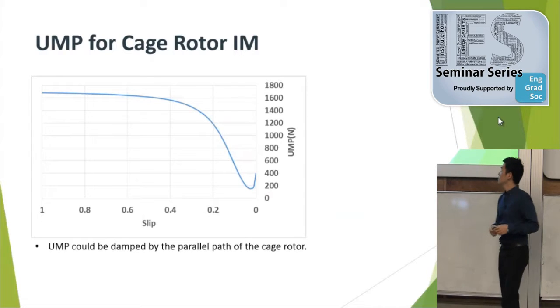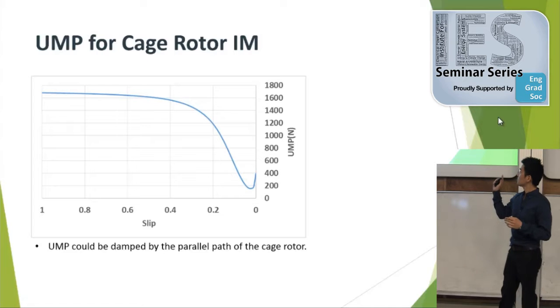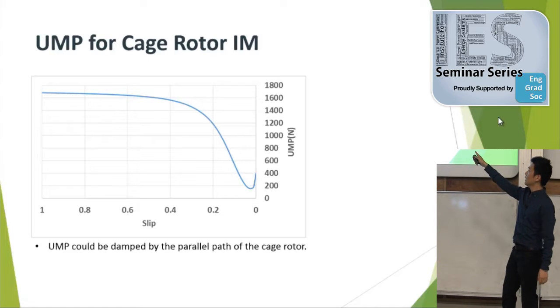And this is the UMP graph simulated by finite element analysis. The finite element software that I use is Magnet. From here we can see that in the high slip region the UMP is quite high, and the UMP will drop when there's less leakage flux.